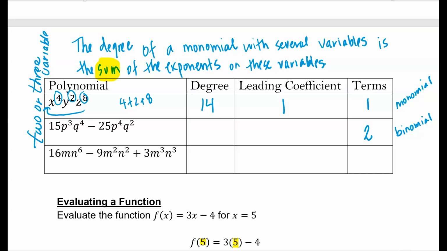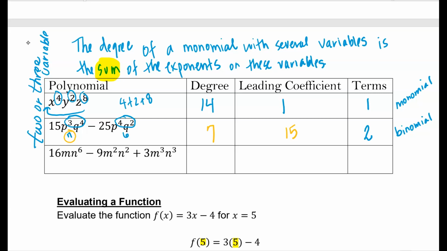Well, it's a little different. This is not a monomial this time, but we do need to still sum up the exponents in each term to determine what's the degree. So for example, we have a sum of 7 here, and we have a sum of 6 here. Now, which is the highest? The highest is 7, right? So our degree here is 7, and our leading coefficient is 15 because 15 is associated with the term with the highest sum.